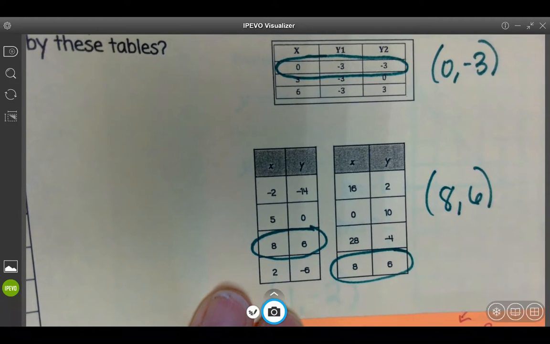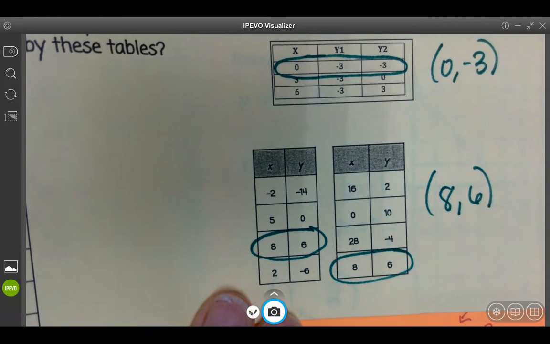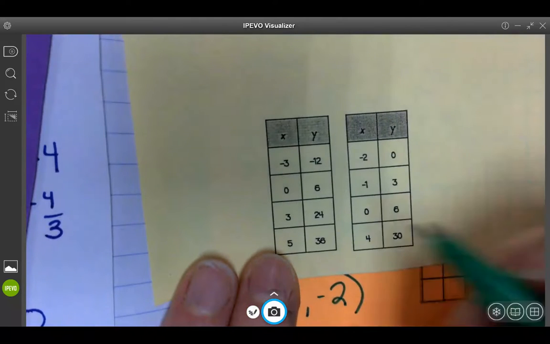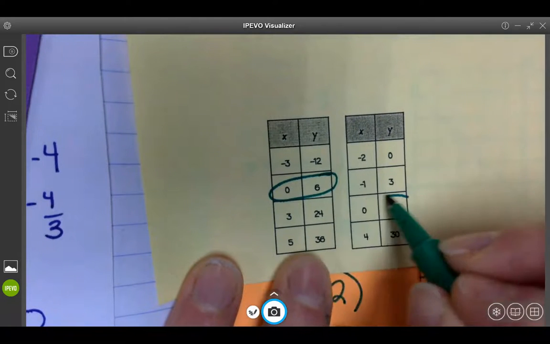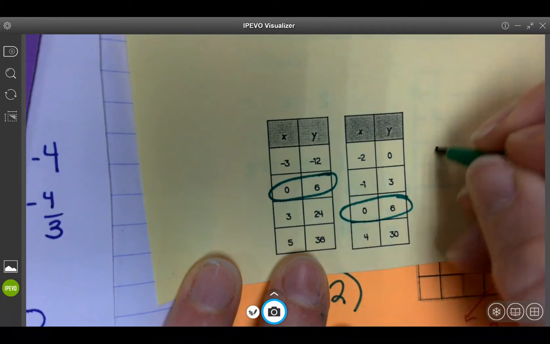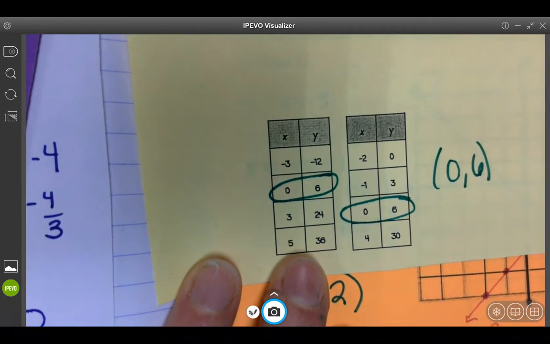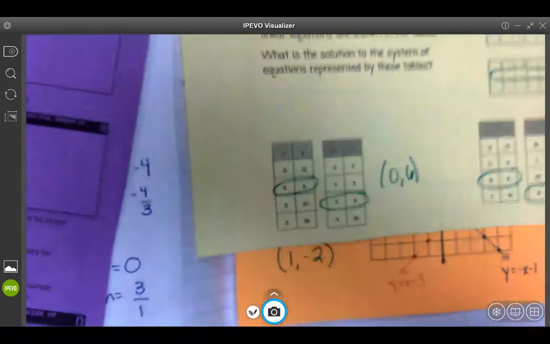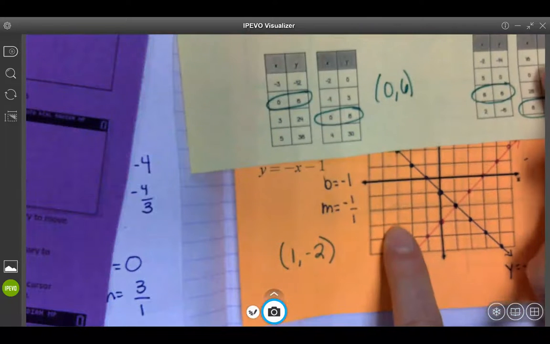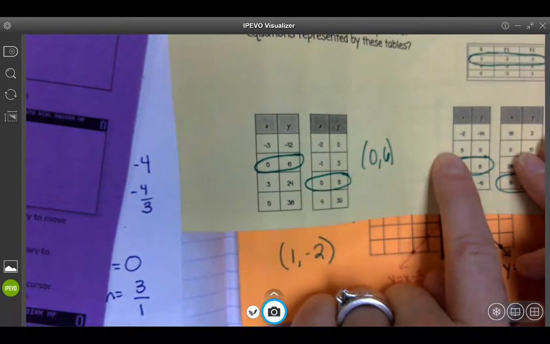Okay, look at that one to the left, the final one. Looking for where they're the exact same x and y on the table. 0, 6, exactly. Okay, so now you see on a table where it's found. So where it's found on the graph, where it's found on the table.